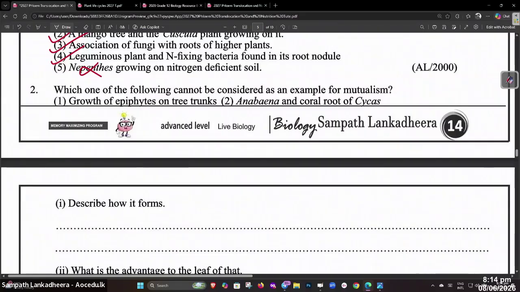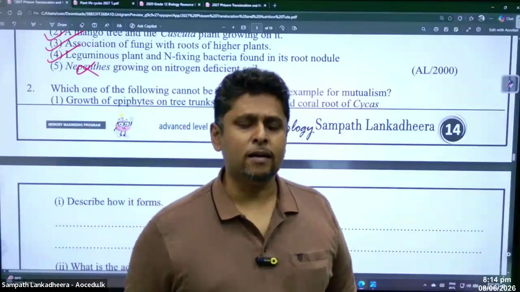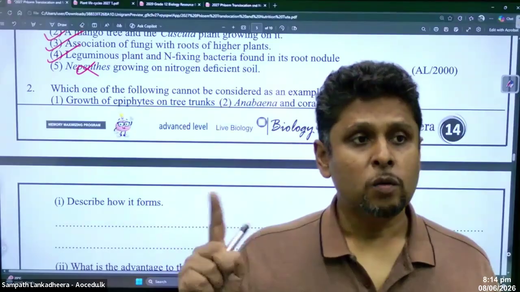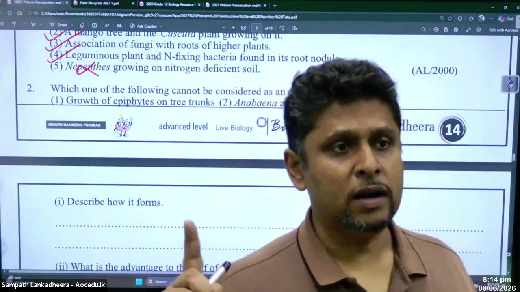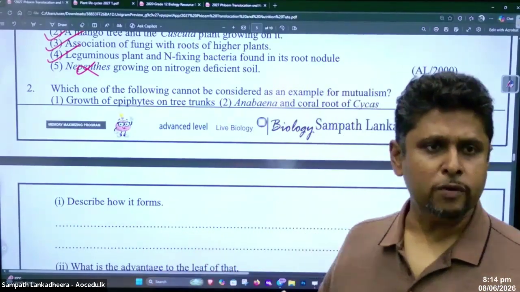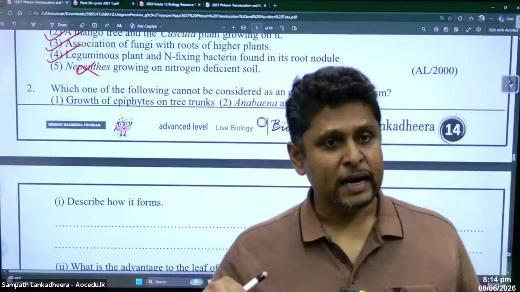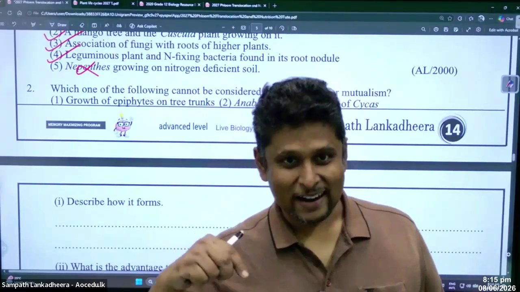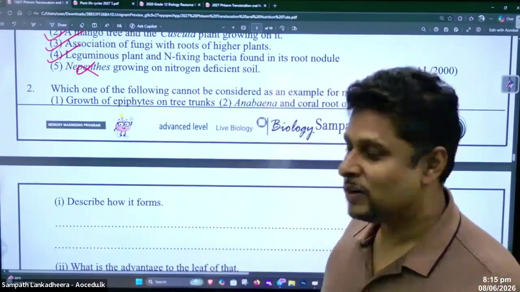Growth of epiphytes on tree trunks. What do you say when an epiphyte is growing on a tree trunk? What symbiotic category does it fall under? Commensalism, very good.